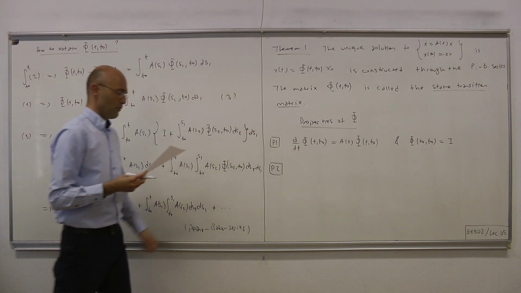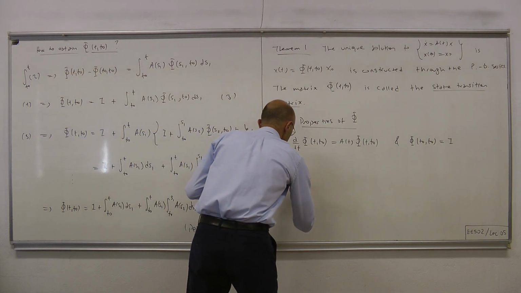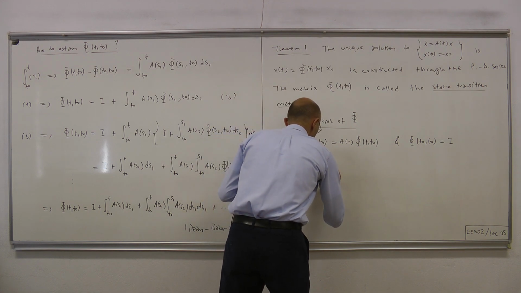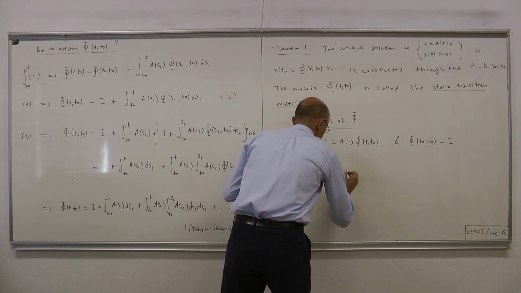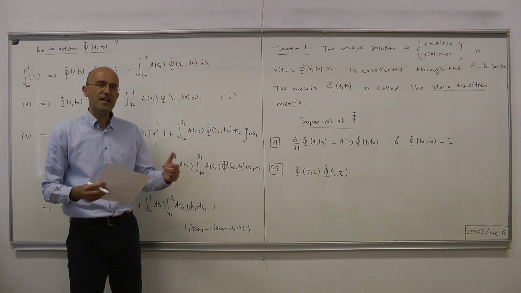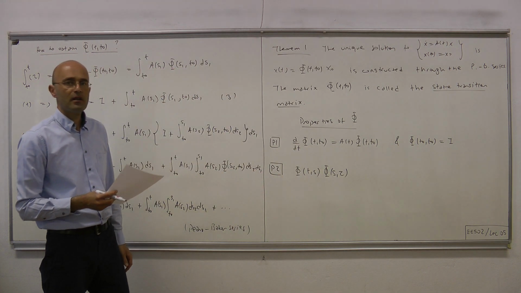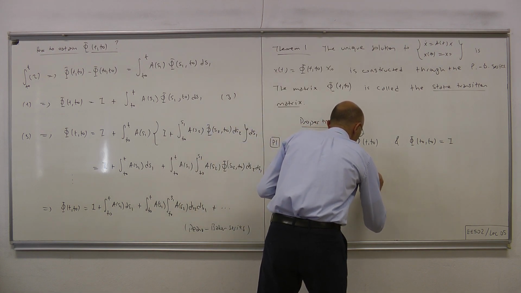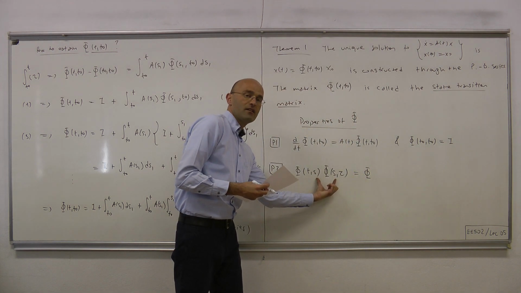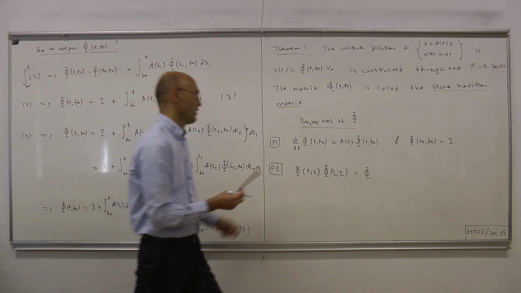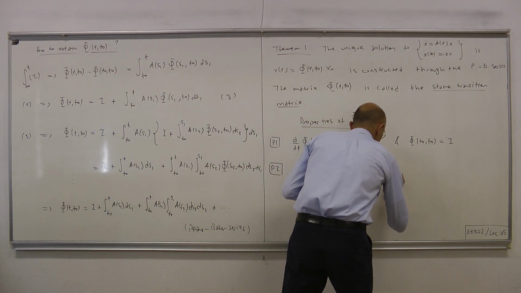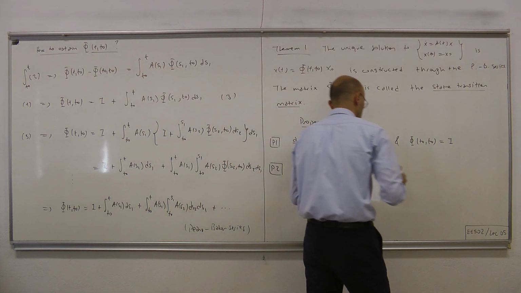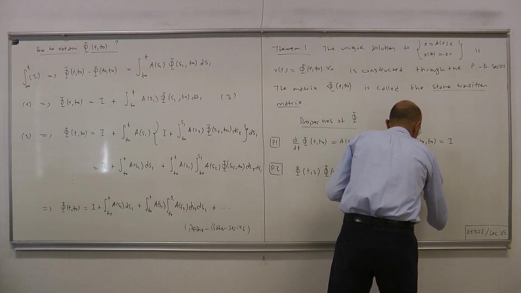Now there's another important property. Phi t s times phi s tau, where t, s and tau are three real numbers, equals phi t tau. And this is called the semigroup property, for all t, s and tau.